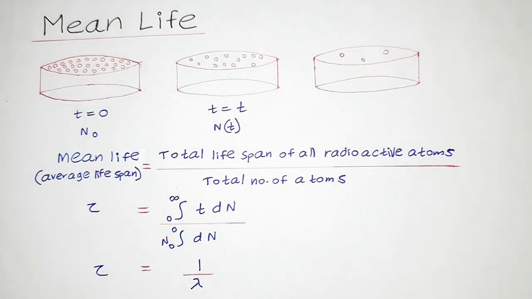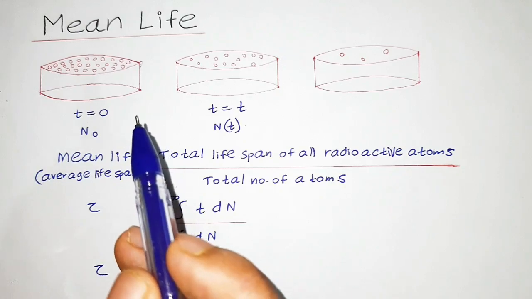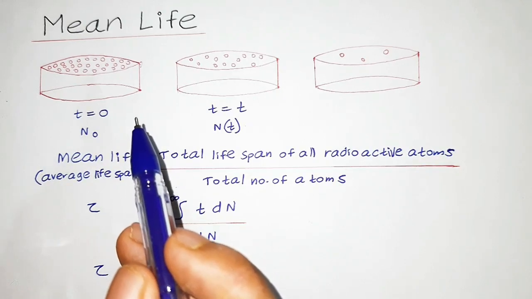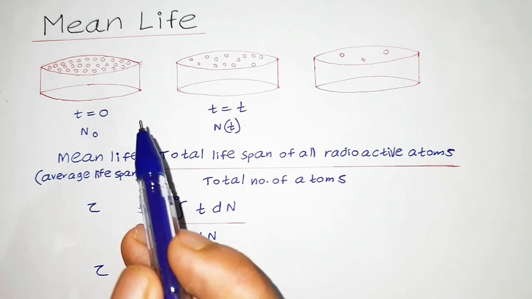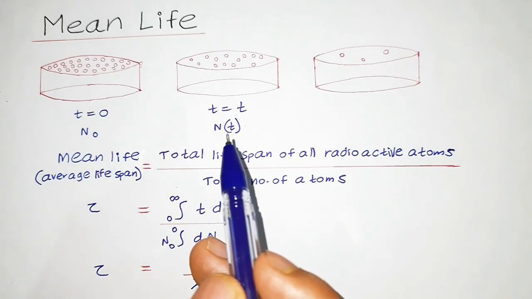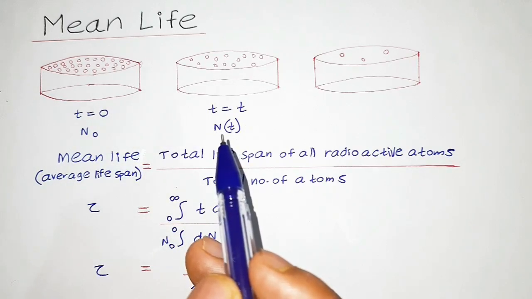Another parameter associated with the radioactive disintegration law is the mean life of a radioactive sample. Now let us discuss the mean life of a radioactive sample. To understand mean life, here we have 3 containers. Let us suppose at the beginning there is a known number of radioactive atoms in the container, and after some time t we would have N_t radioactive atoms remaining in the container.